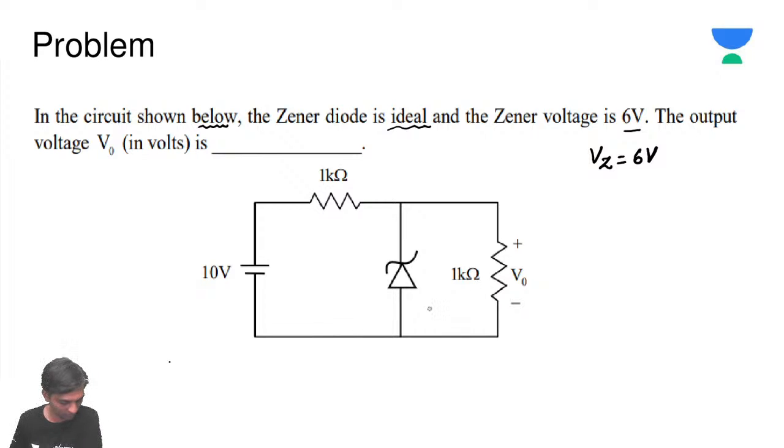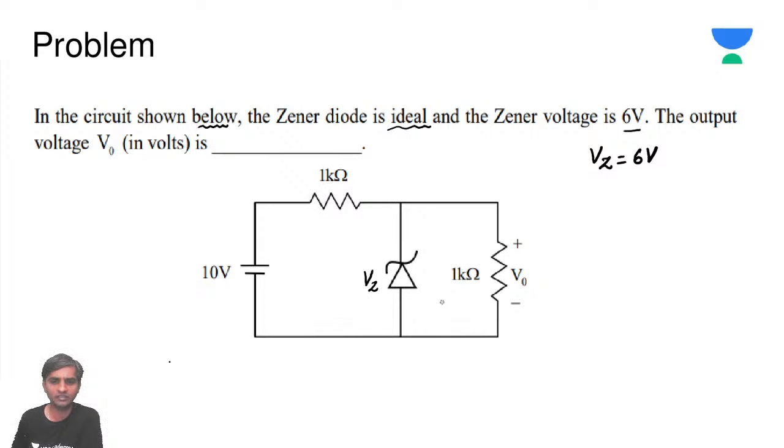Now, first of all, output voltage 6 volts. Okay, we will see, Krishnavedi, whether you are right or wrong. We'll try to analyze the circuit and come to a conclusion. Now to calculate whether the Zener diode is on or off, let's calculate what would be the voltage drop across the Zener diode.